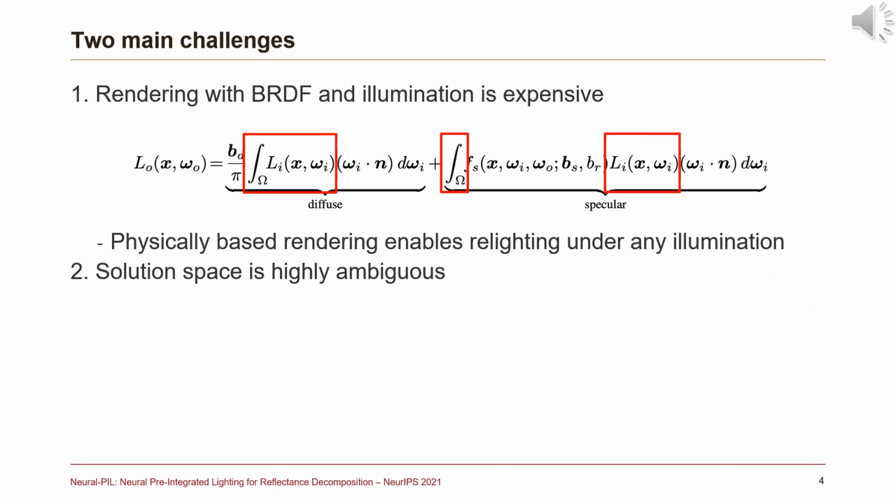Decomposing a collection of images faces two main challenges. On the one hand, the rendering of BRDF under illumination is expensive, as one must integrate all incoming lights on the hemisphere. In traditional rendering, this is done by Monte Carlo integration over many samples. As this step needs to be performed during training, the integration needs to be fast and provide a smooth gradient. The second challenge is the ambiguity of the solution space, as for example, dark spots can either appear due to self-shadowing, a dark texture, or dark illumination.